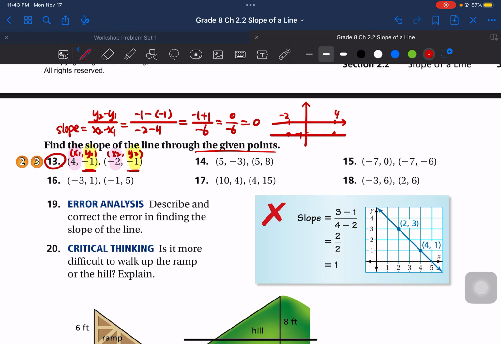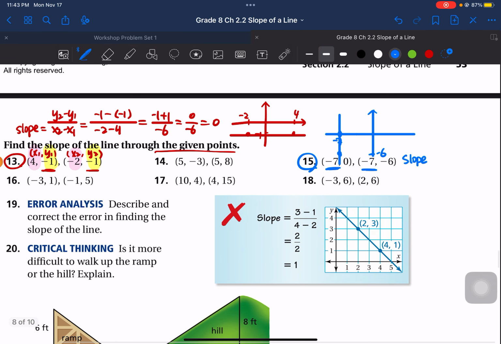And for example, number 15, they have the same x coordinate. If you graph out the points, you will see the first point is negative 7, 0. It's right here. The second point is negative 7, negative 6, which is right here. So you'll notice they have the same x coordinates, so they are on the same vertical line. In this case, the slope should just be undefined.